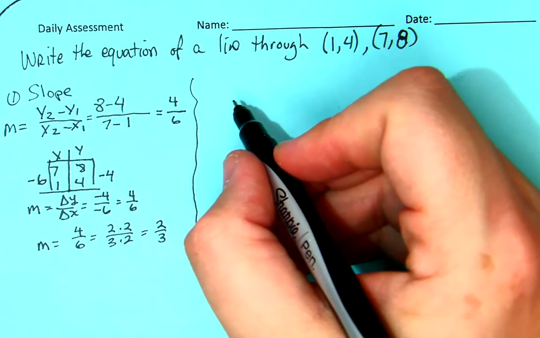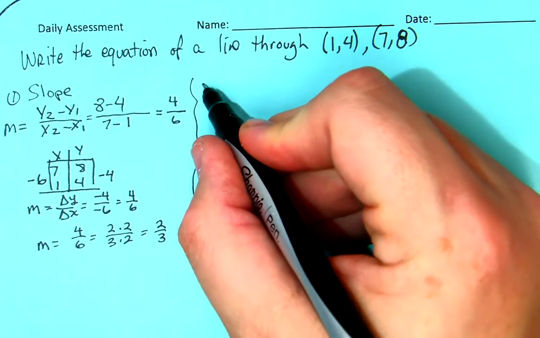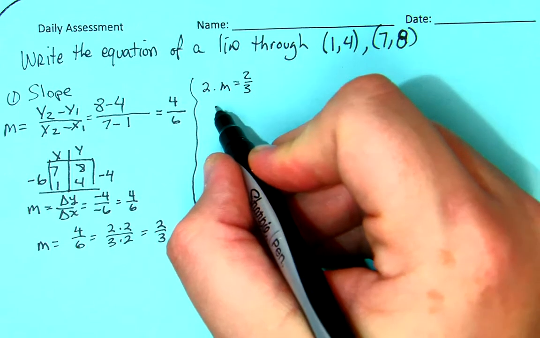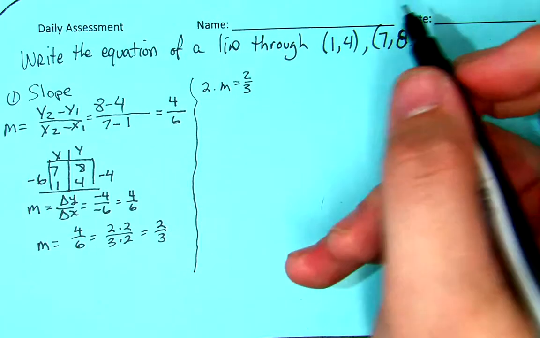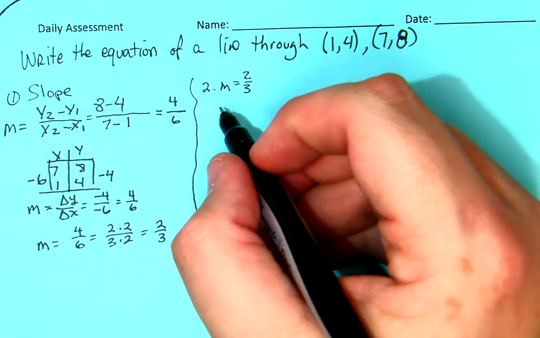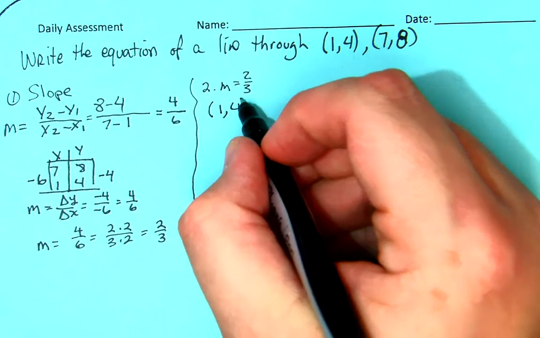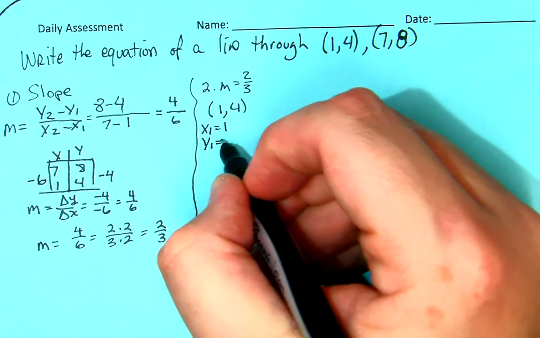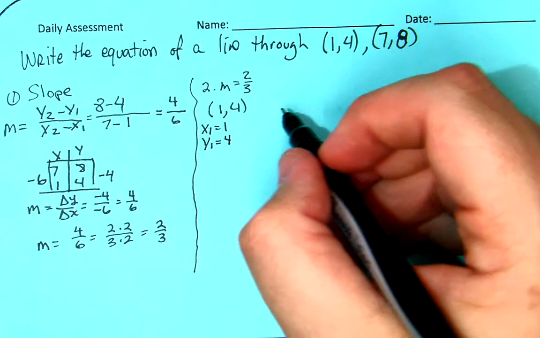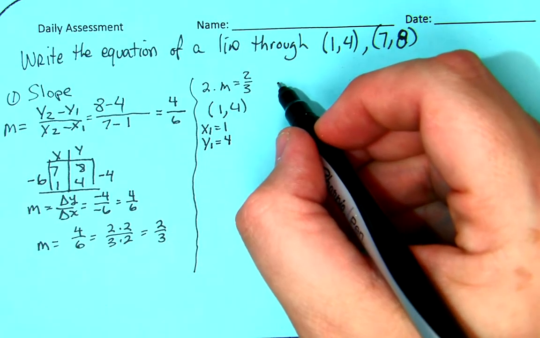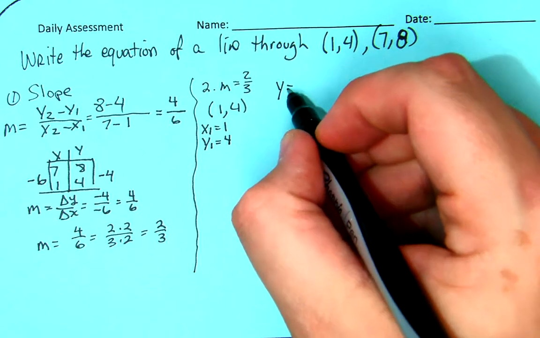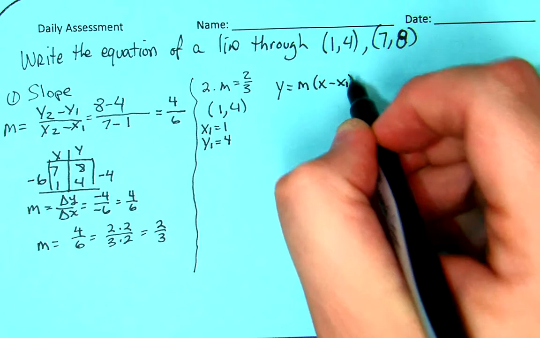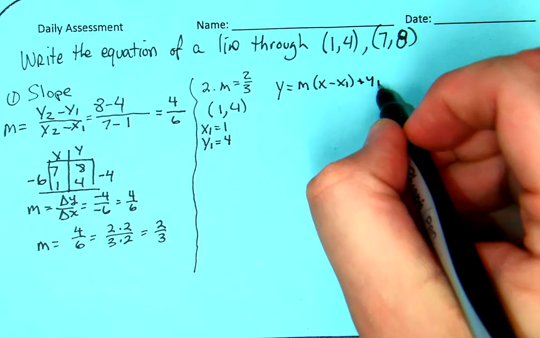Now, we can use a slope and a point. So for part 2, I know my slope is 2/3, and I'm going to use the first point, 1, 4. For no reason in particular, I'm going to use 1, 4. So my x sub 1 is 1. My y sub 1 is 4. I'm going to use the point slope equation: y is equal to m times x minus x1 plus y1.